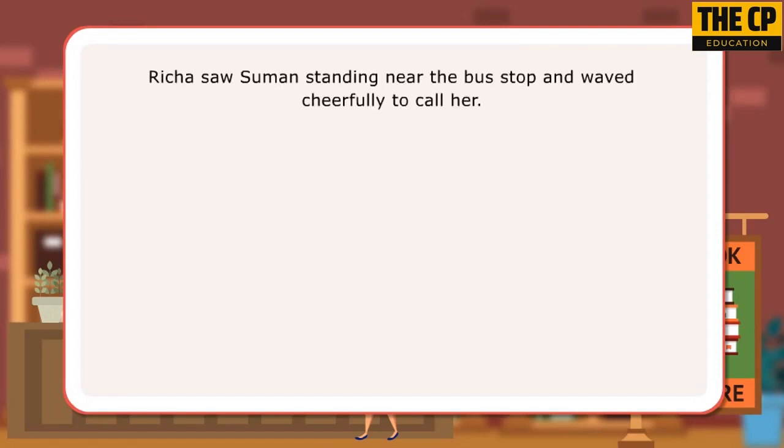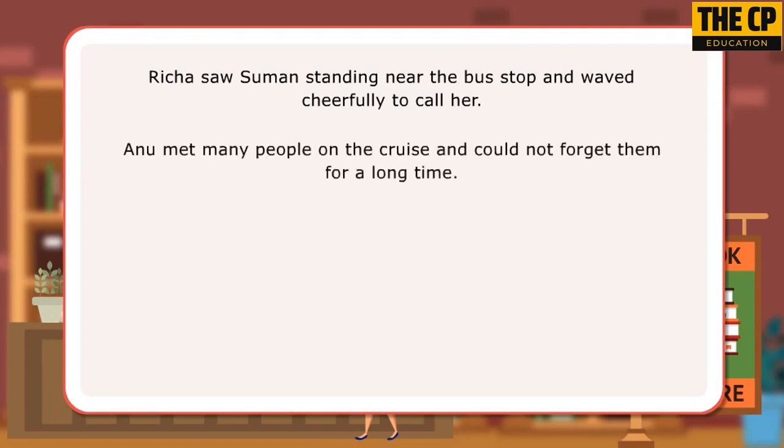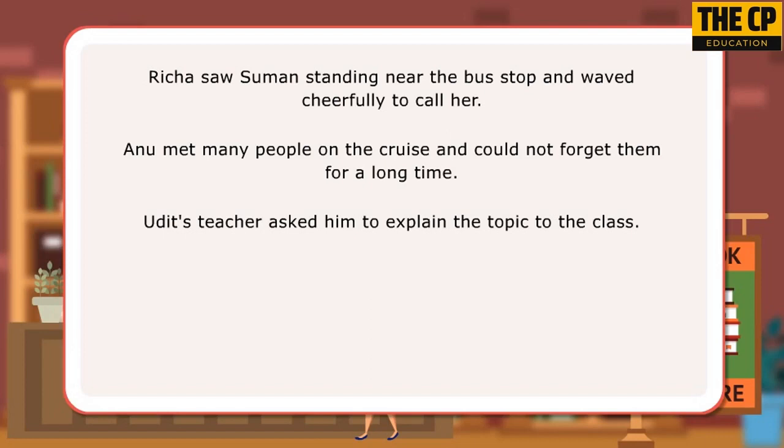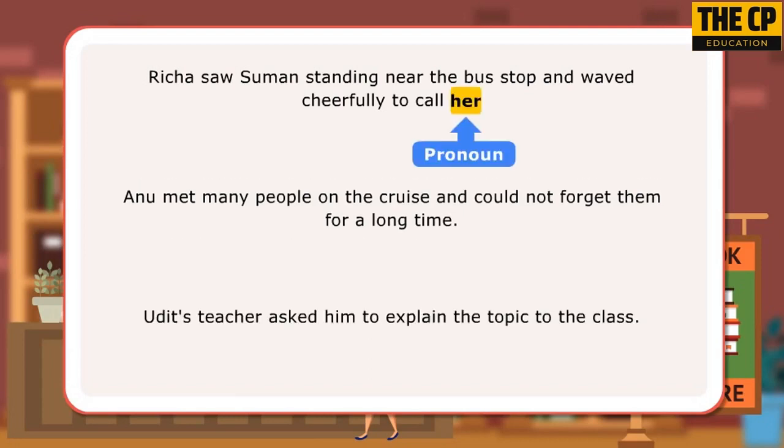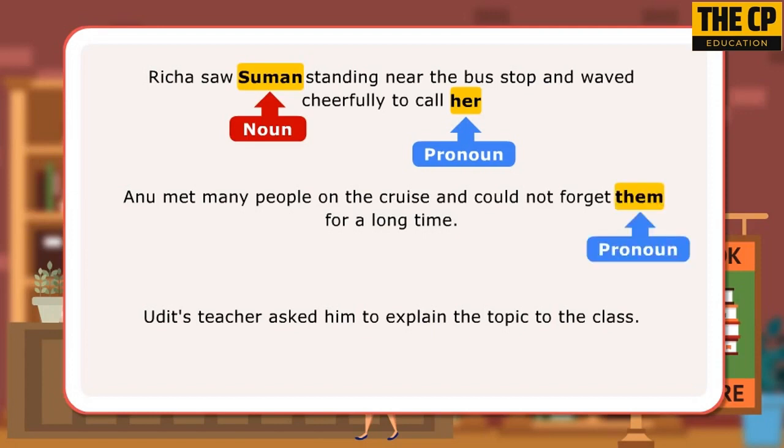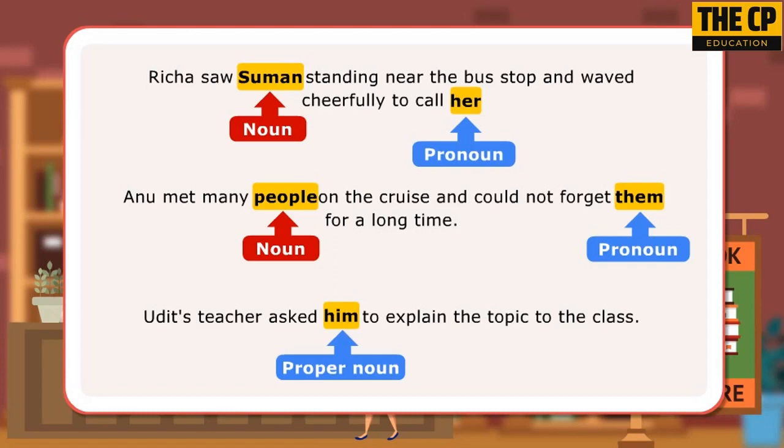Richa saw Suman standing near the bus stop and waved cheerfully to call her. Anu met many people on the cruise and could not forget them for a long time. Udit's teacher asked him to explain the topic to the class. In the first sentence, her is a pronoun as it is used in the place of the noun Suman. In the next sentence, them is a pronoun as it is used in the place of the noun people. In the third sentence, him is a pronoun as it is used in the place of the noun Udit.